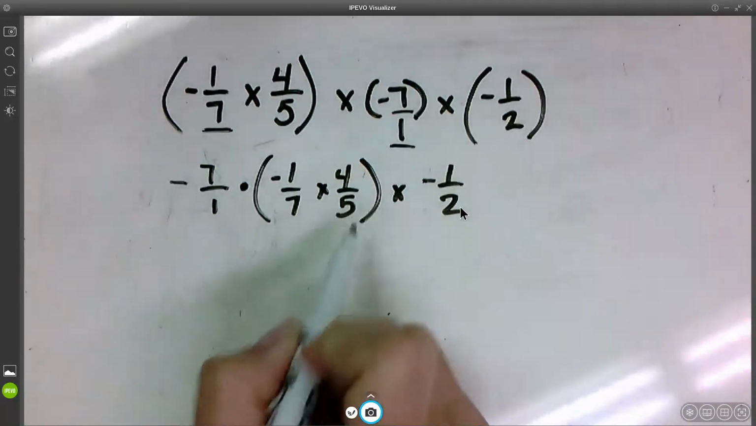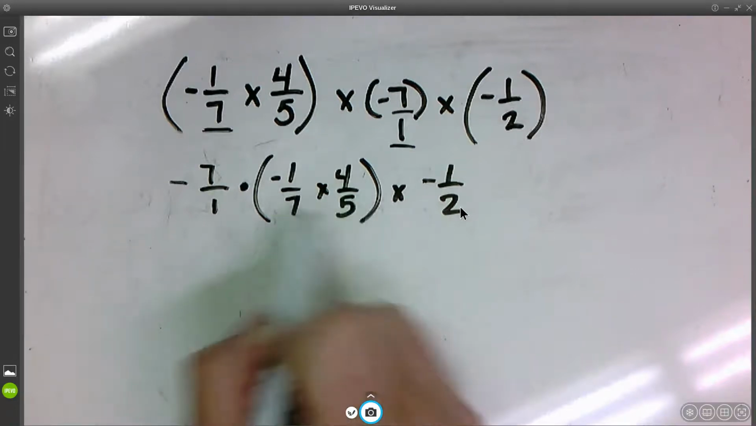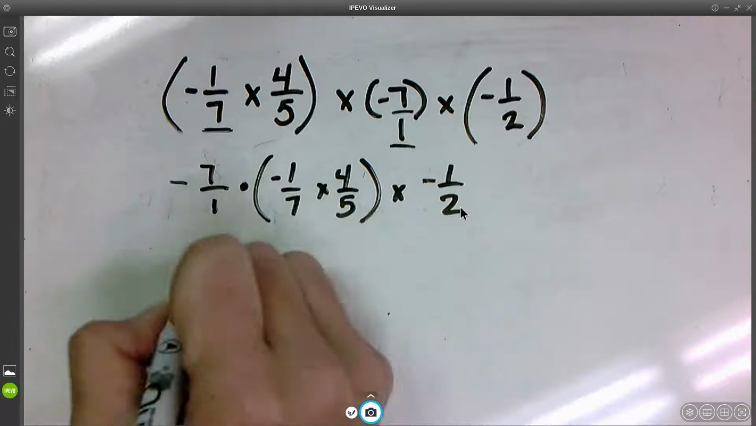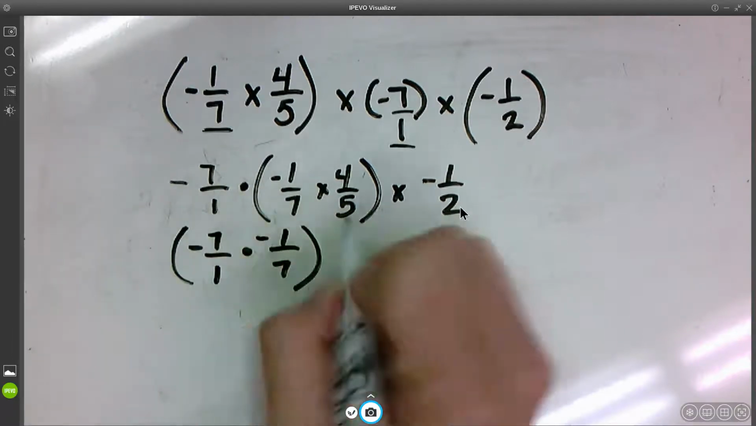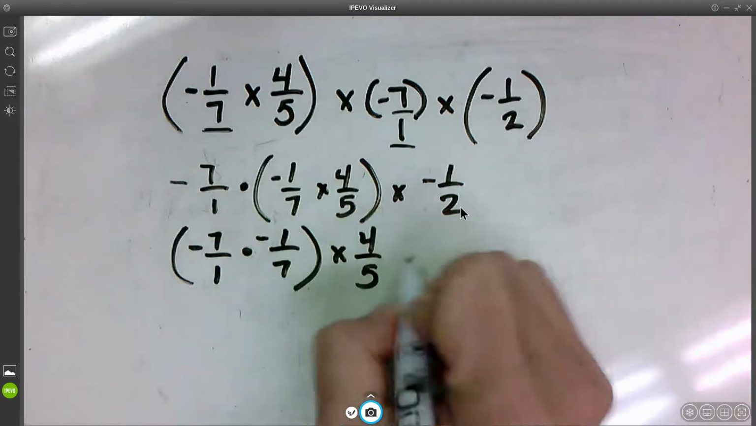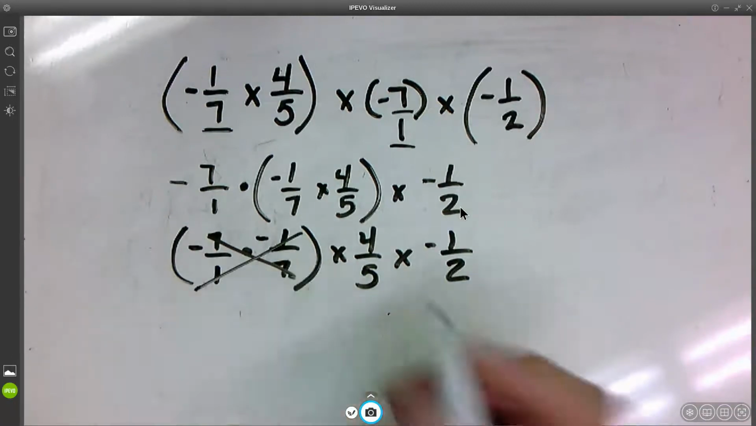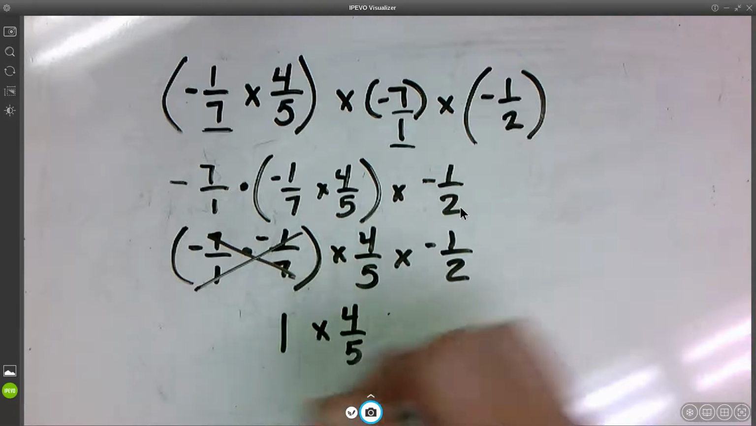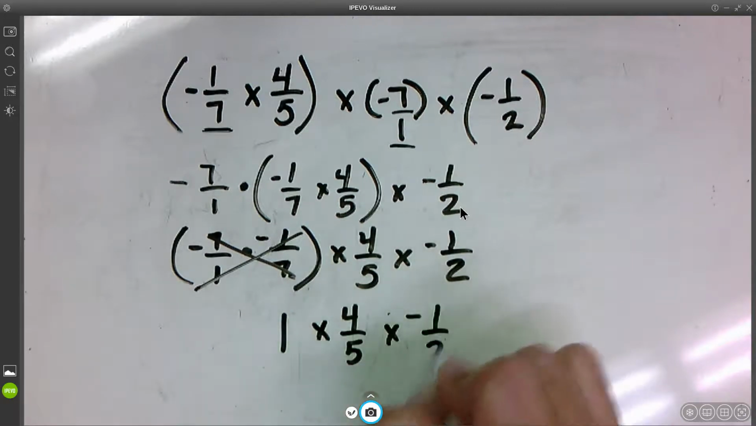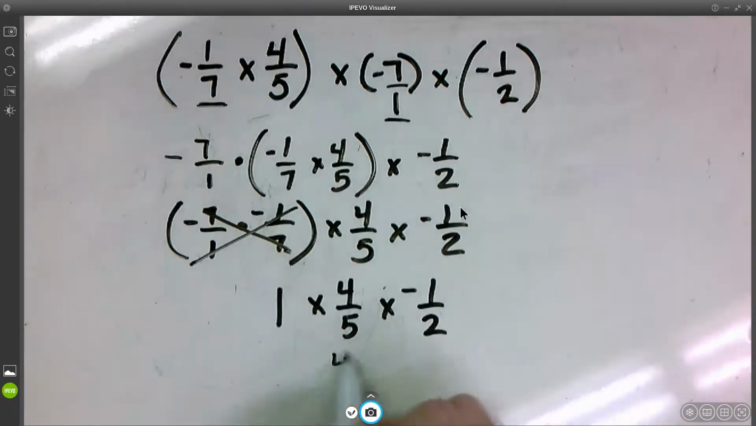And then using the associative property, I'm going to go ahead and move these parentheses from around these two numbers to around our first two here. So this is using the associative property, which is where the parentheses move. And then these two end up canceling out, and a negative times a negative gives me a positive 1. And then we have positive 1 times 4/5 times a negative 1/2. And we know that anything times 1 stays the same. So we end up with just 4/5 times a negative 1/2.